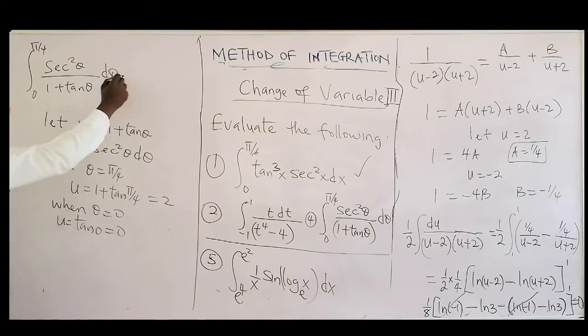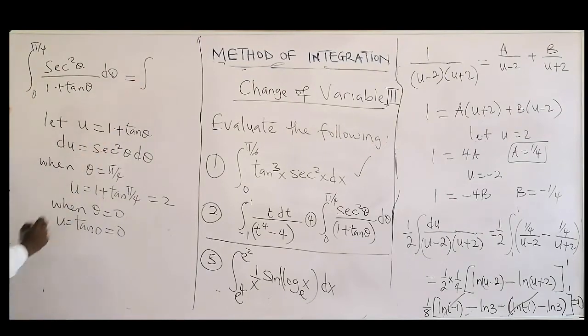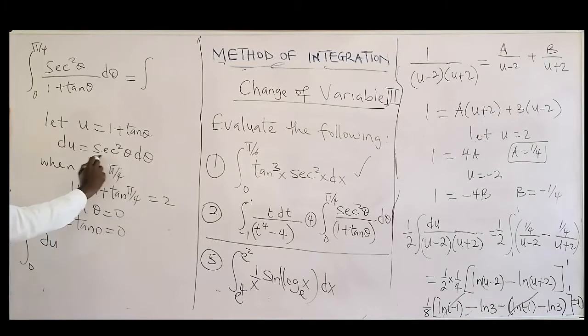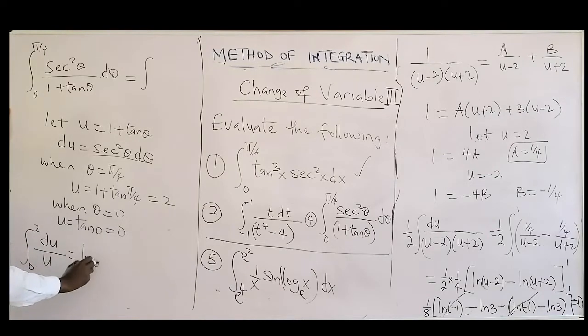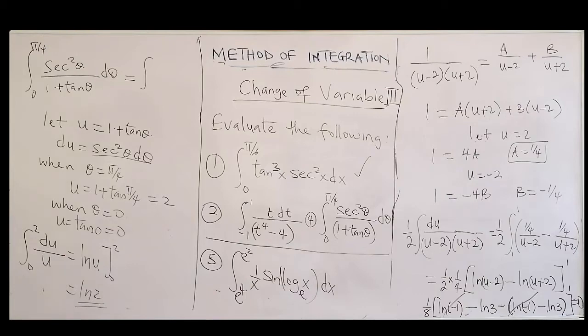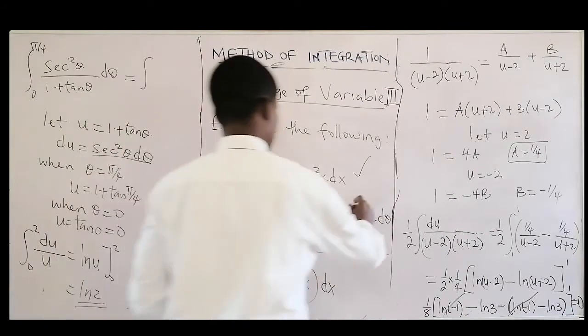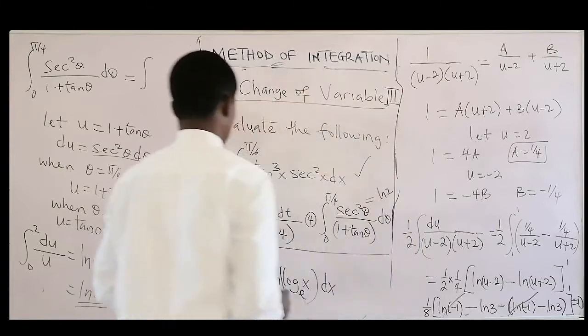So I now have the integral from 1 to 2 of, let me put it here, the du, sec square theta d theta, that's the du, all over u. All over u, since 1 plus tan theta is u. So that will be equal to ln u from 1 to 2. So that will be equal to ln 2 as the answer, without wasting time.